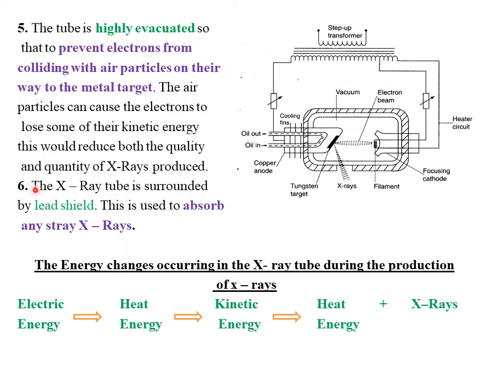Then number 6, we are saying that the X-ray tube is surrounded by a lead shield. So this particular tube, we usually surround it with a lead shield. The reason is that this is used to absorb any stray X-rays, that is any X-rays that are trying to get out of the tube through undesired routes.